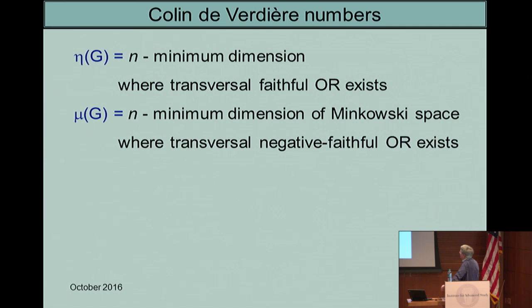And mu g is defined similarly, except now, if you want to say it quickly, you have to look at orthogonal representations in Minkowski space. So space where the inner product is plus plus plus plus relative to a matrix which has one negative eigenvalue. And again, there is some faithfulness condition. Inner product of two adjacent points should give a negative value.